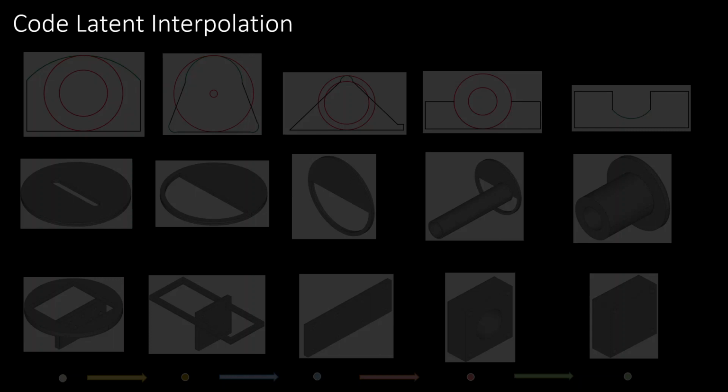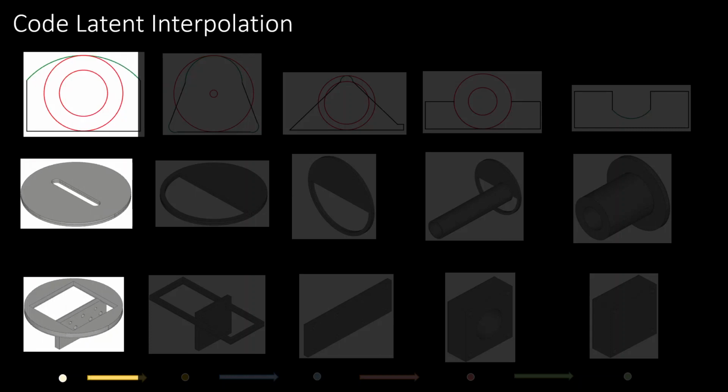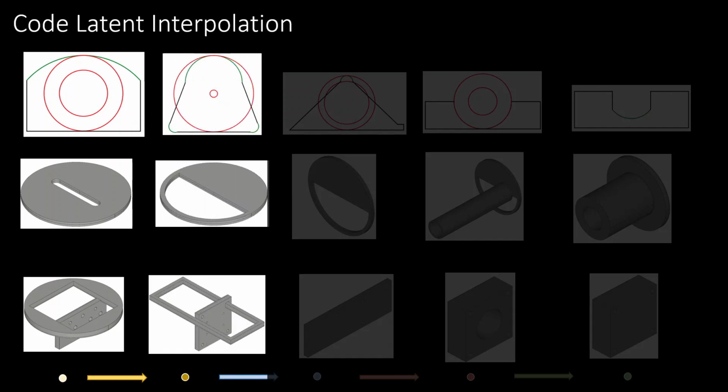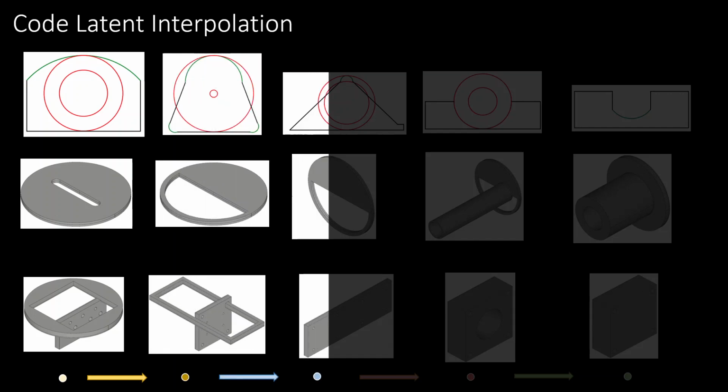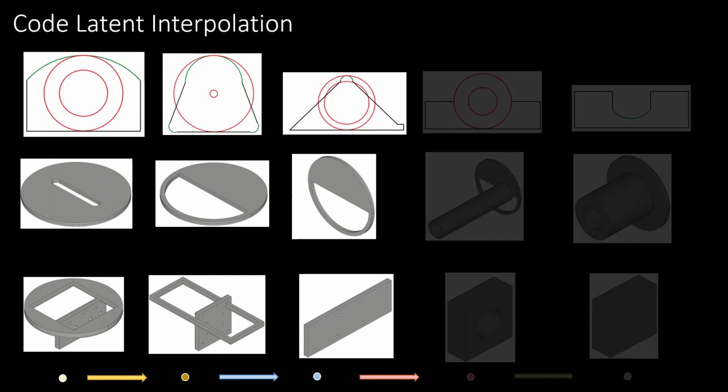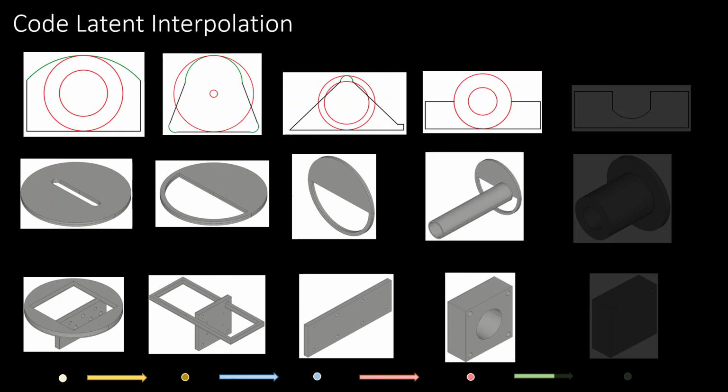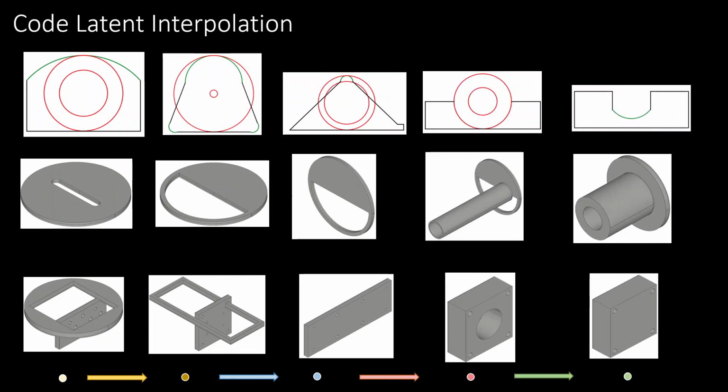It is also possible to generate intermediate models by performing code latent interpolation. The leftmost column is the source and the rightmost column is the target shape. Topology, geometry, and extrude codes are interpolated together.